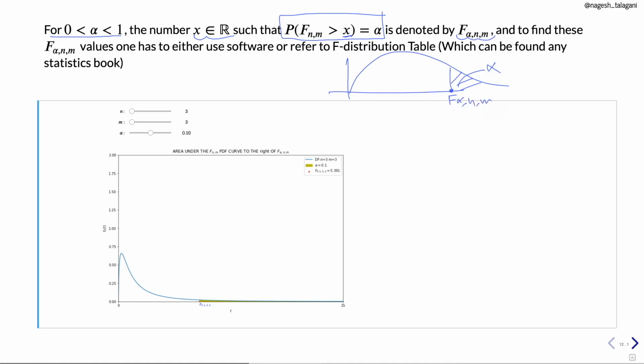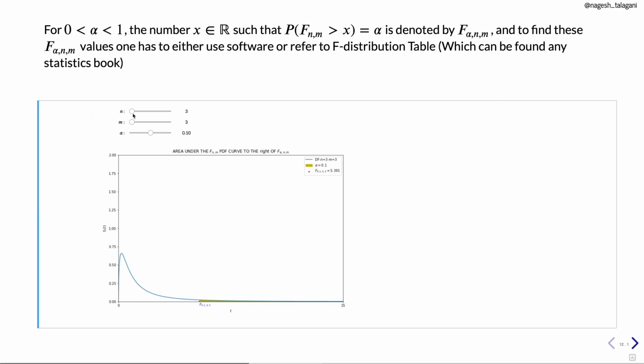These values are used in many statistical methods. To get these values, one has to use software or refer to the f distribution table, which can be found in statistics books. Here is an application using which you can get these f alpha n m values. Let me show you.